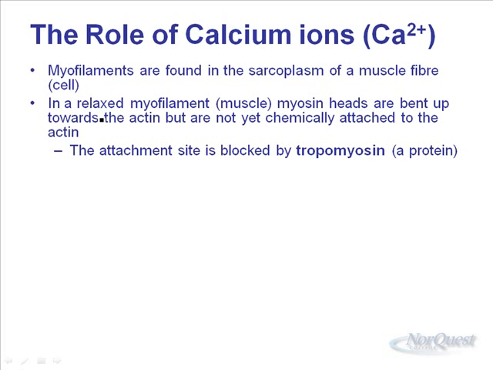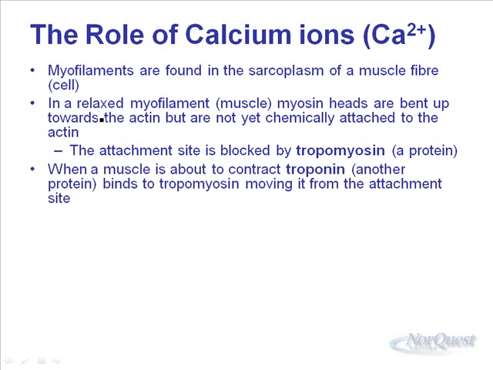In a relaxed myofilament, the myosin heads are bent up and almost touching the actin, but they're not quite attached. The attachment sites are blocked by another protein called tropomyosin. So tropomyosin is blocking the attachment between myosin and actin. When the muscle is about to contract, there's another protein called troponin. It's going to bind to the tropomyosin and pull it off of these binding sites.